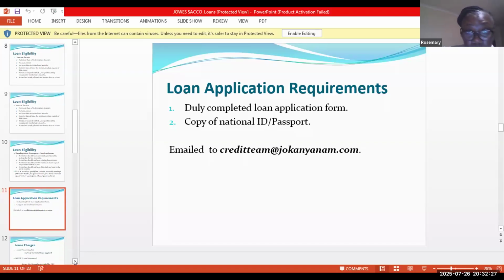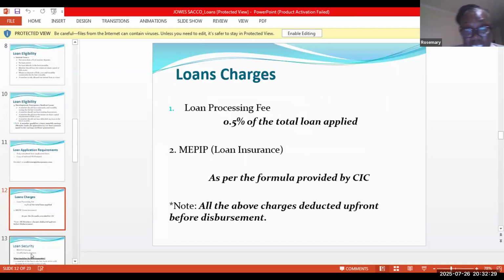Now you have applied for the loan. What are the loan charges? We discussed this at our AGMs, remember, and we agreed that the loan processing fee would be 0.5% of the total loan applied for. And then we also have the loan insurance, which is covered by CIC. This depends on the amount of loan that you are taking, and then it is worked out.